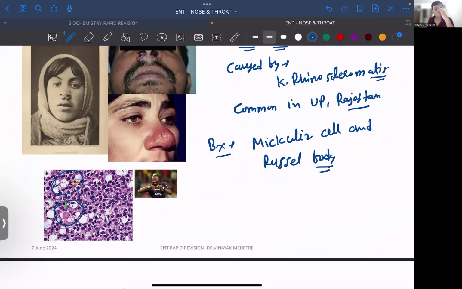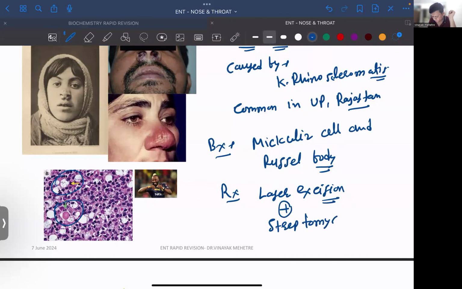Okay, treatment. Laser excision. Treatment is laser excision plus what? We are going to give a drug that is streptomycin or rifampicin. Okay, streptomycin or rifampicin.